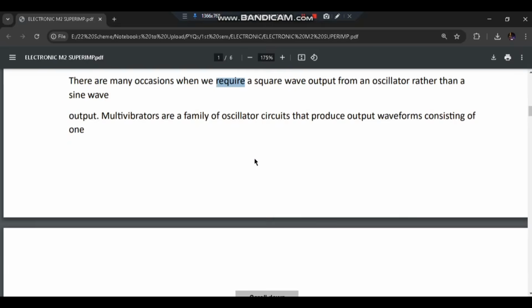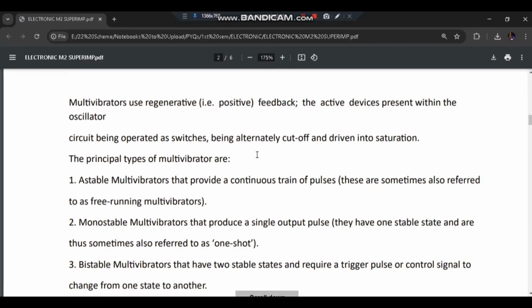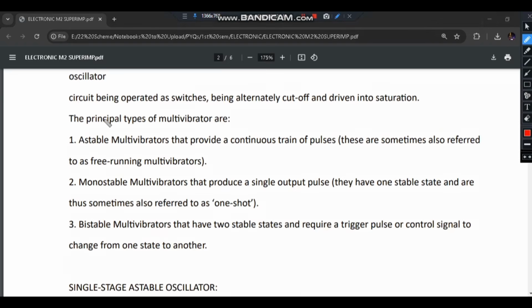Multivibrators use regenerative positive feedback, and active devices are present within the oscillator, and those are known as switches. The principal multivibrators are astable, monostable and bistable. Astable provides a continuous stream of pulses, monostable produces a single output pulse, and bistable produces two stable states, and requires a trigger to go from one state to another if it wants to change.